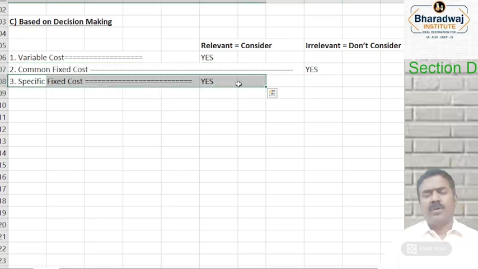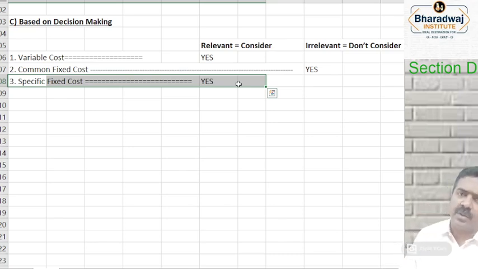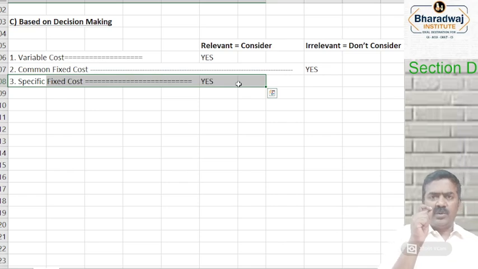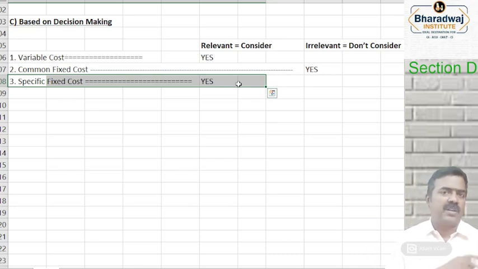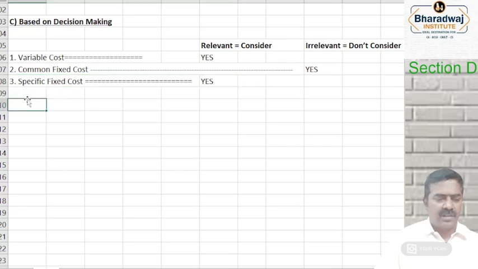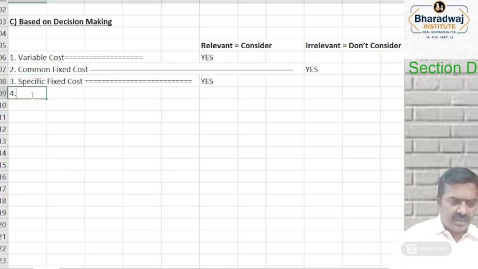For example, you want to manufacture tires within the factory. That component, the tire manufacturing, will have fixed cost and variable cost. If you manufacture tires, that fixed cost for manufacturing tires will come. If you don't manufacture, that cost will not come. So is it relevant or irrelevant? It is relevant. Specific fixed cost is relevant. There is something called opportunity cost.